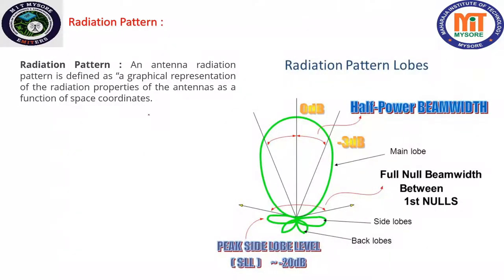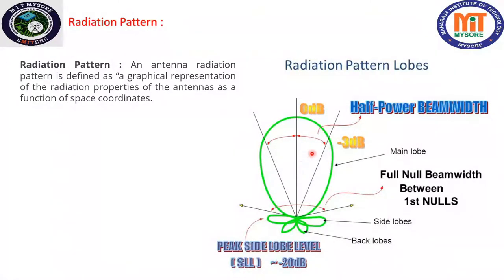The next concept we need to know while discussing antennas is radiation pattern. So, what is a radiation pattern? An antenna radiation pattern is defined as a graphical representation of the radiation properties of the antenna as a function of space coordinates. So, it is clearly defined over here. It is the graphical representation of radiation properties of antennas as a function of space coordinates. So, XYZ coordinates you can consider. Using these coordinates, we graphically represent radiation properties of the antenna.